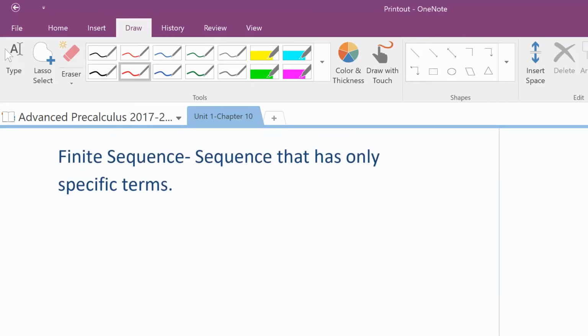A finite sequence only has a specific amount of terms. So for example, if I said the first 5 even numbers, that's a finite sequence because that would be 2, 4, 6, 8, 10. That's a finite sequence because it has a specific amount of terms.